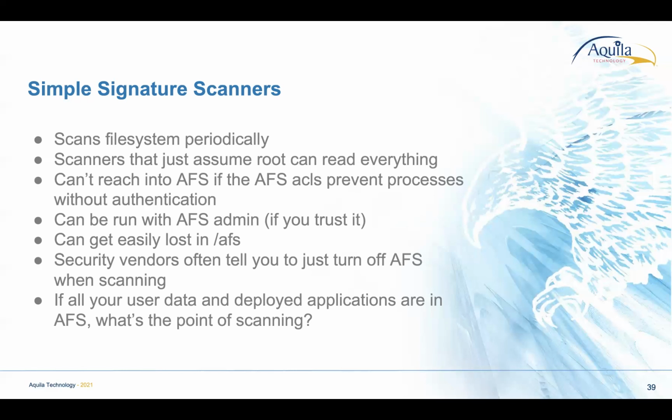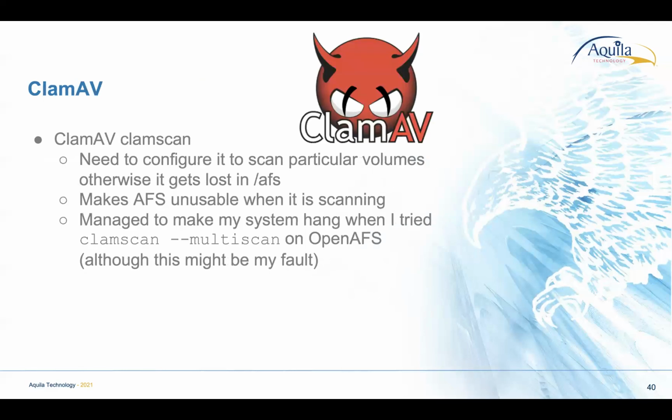A lot of security vendors just tell you to turn off AFS whenever you're scanning. I've encountered this on multiple occasions. Basically, if all your user data and all your deployed applications are in AFS, what's the point of running these scanners? Sure, you can look at systems that might have users on it that have temp directories and things like that. If you don't trust them, that's a good place to scan, but you're missing out on a large portion of your data.